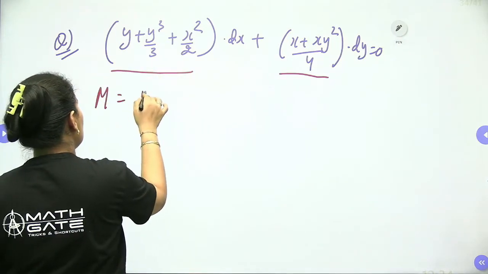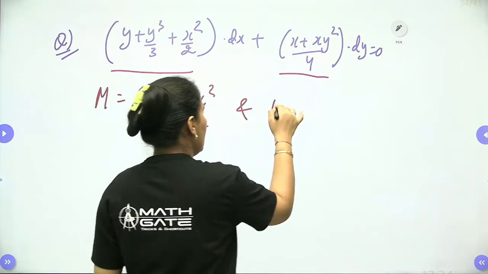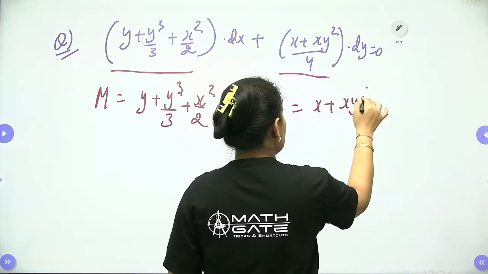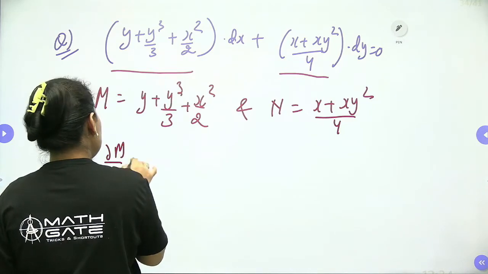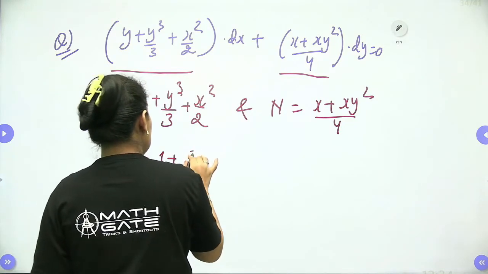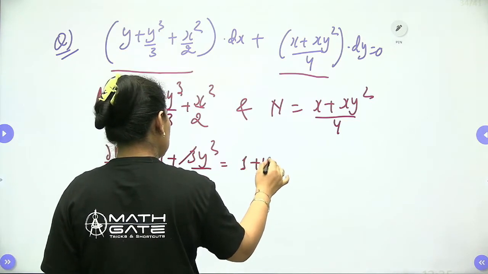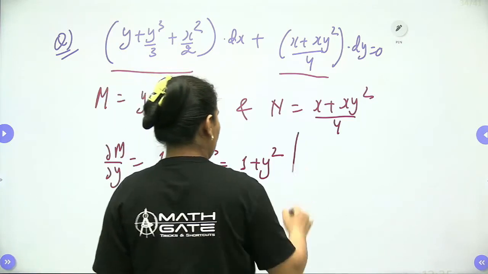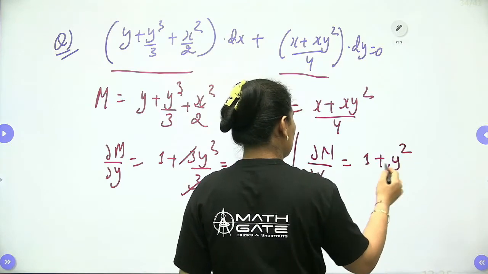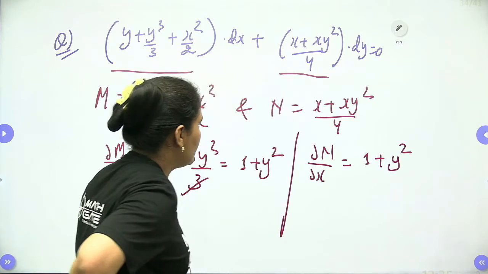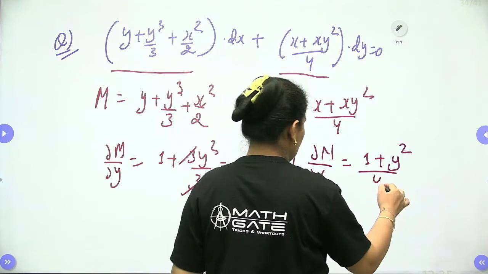So let me write down m = y + y³/3 + x²/2, and n = x + xy²/4, right, guys? When we find ∂m/∂y, it will be 1 + 3y²/3. The 3 and 3 will be cancelled out, hence it will be 1 + y² only. When we find ∂n/∂x, it will be (1 + y²)/4, so the constant 4 will be there.